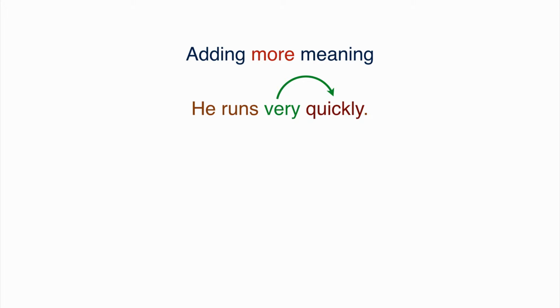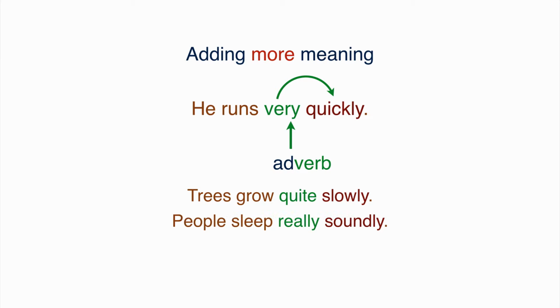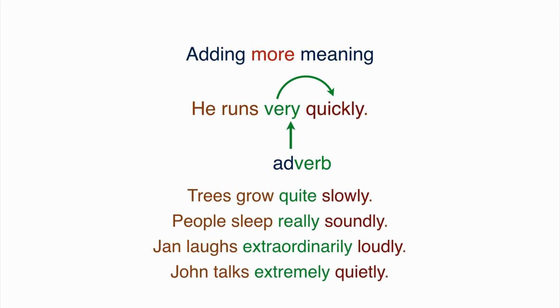Let's add some more meaning to those sentences we saw earlier. And once again, notice what happens in your imagination when we add the extra description. Trees grow quite slowly. Quite is an adverb. People sleep really soundly. Really and soundly are both adverbs. Jan laughs extraordinarily loudly. And John talks extremely quietly.